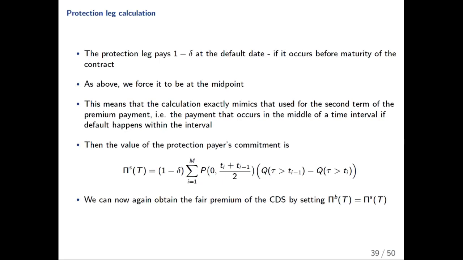So this is going to be the 1 minus. There's only one sum. It's just one coupon payment in this example. P of 0. And then, because of the midpoint rule, let's imagine that they're traded every quarter. It's going to be 0.25 plus 0.5 divided by 2, times these two Qs. So the Q that tau is beyond 0.25, minus the Q that default is beyond 0.50.